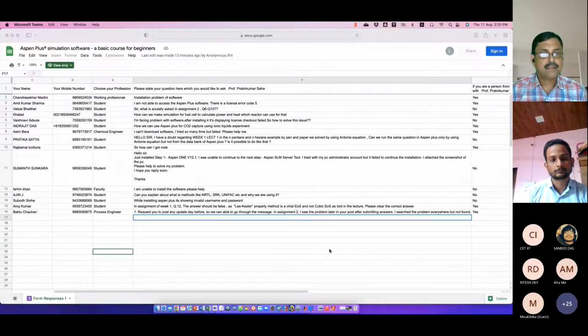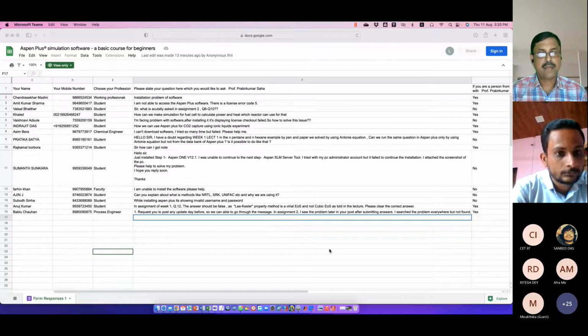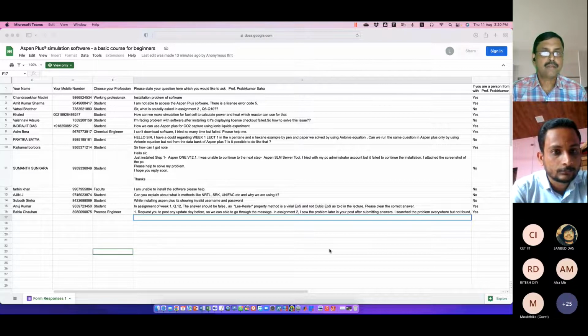Then Shubhos Sinha is saying that while installing Aspen Plus, it is showing invalid username and password. As I said, for the username you can try system and leave the password blank. In many cases, this works.